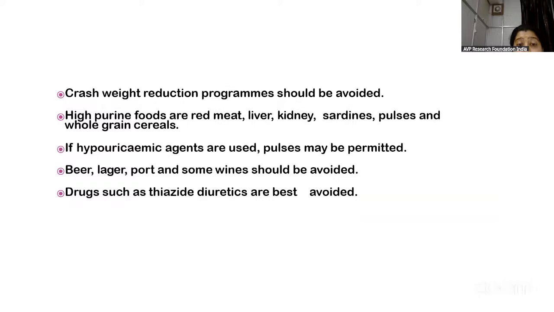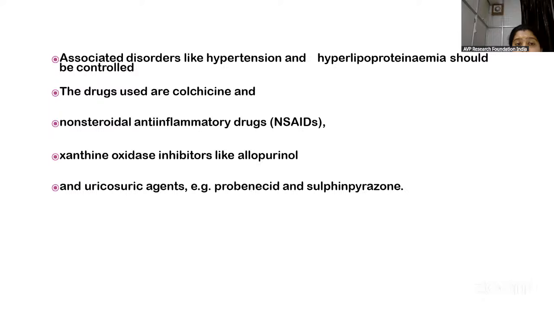High purine foods are red meat, liver, kidney, sardines, pulses, and whole grain cereals. If hypouricemic agents are used, pulses may be permitted. Beer, lager, port, and some wines should be avoided. Drugs such as thiazide diuretics are best avoided. Associated disorders like hypertension, hyperlipoproteinemia, etc. should be controlled. The drugs used are colchicine, NSAIDs, xanthine oxidase inhibitors like allopurinol, and uricosuric agents. These are some of the drugs which are commonly used in the management of gout.